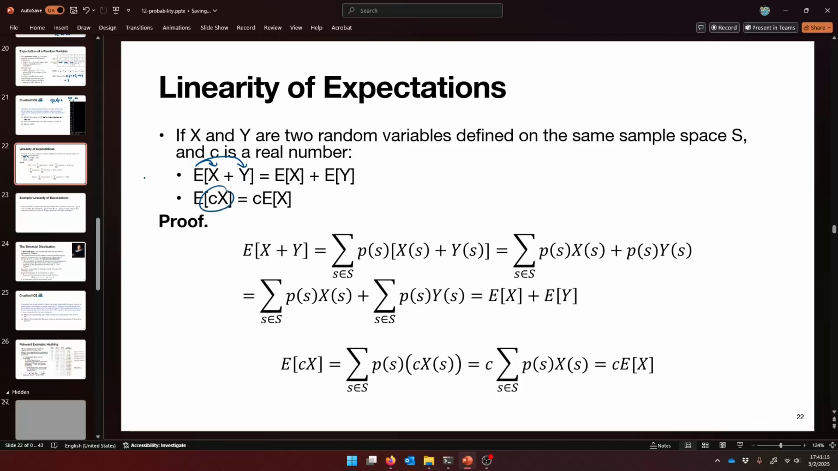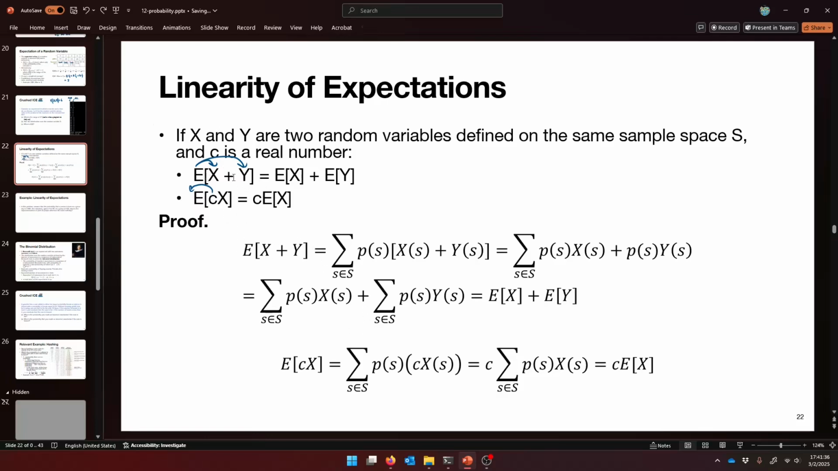And then same for this other one. If I want to know the expected value of me scaling my random variable by a certain value, well, I can bring that thing out. That's what this says. I can prove that this is equal to just taking the original expected value and multiplying it by that scalar. So that's really, really nice. Saves us a lot of time, and we can prove this.